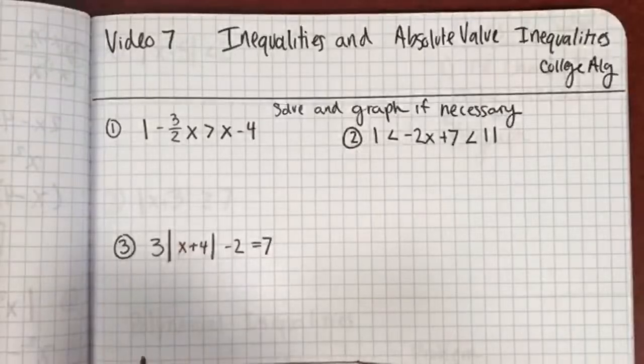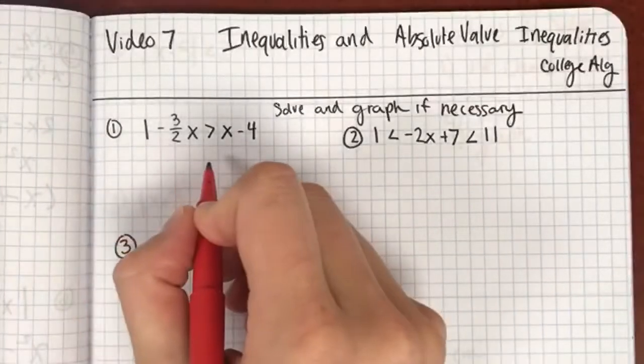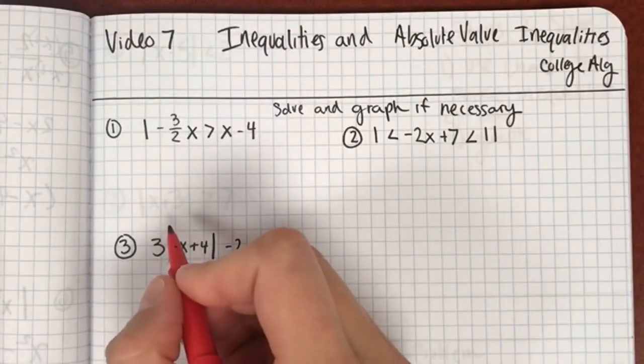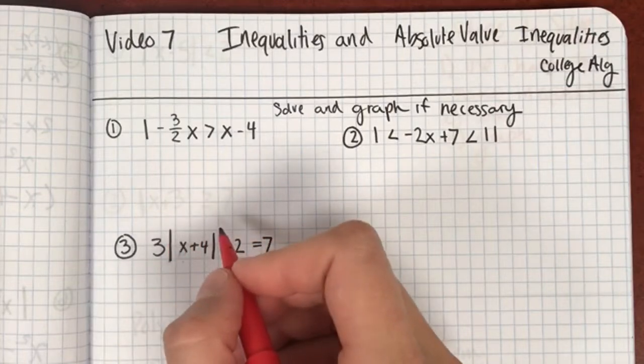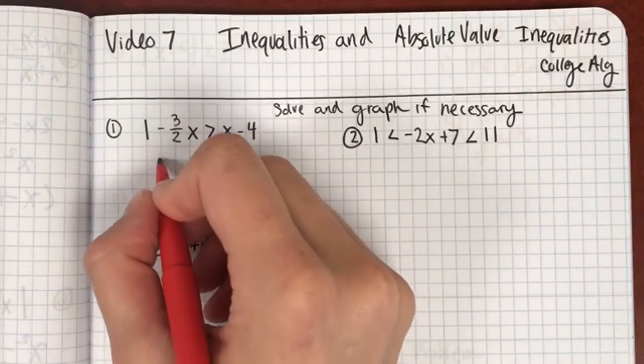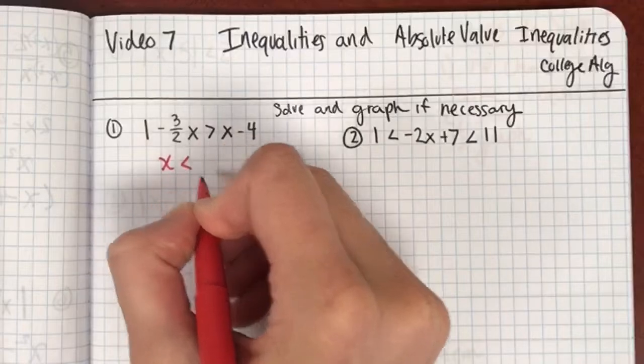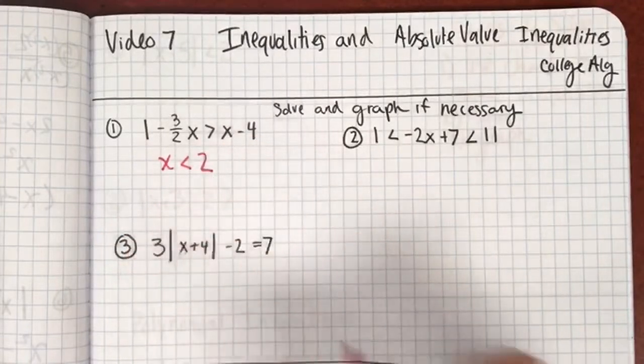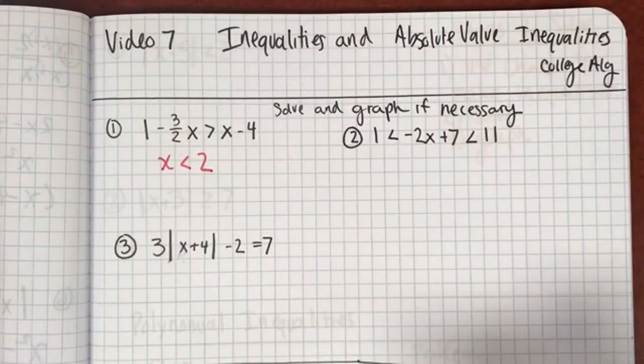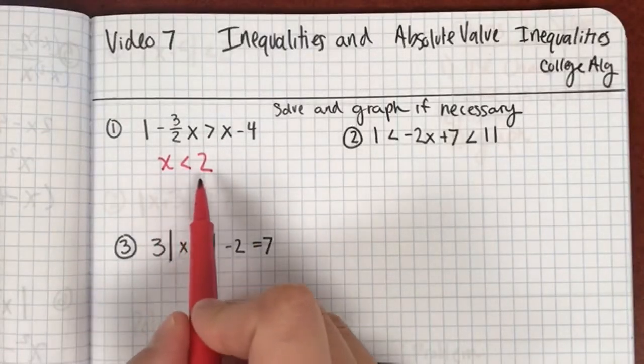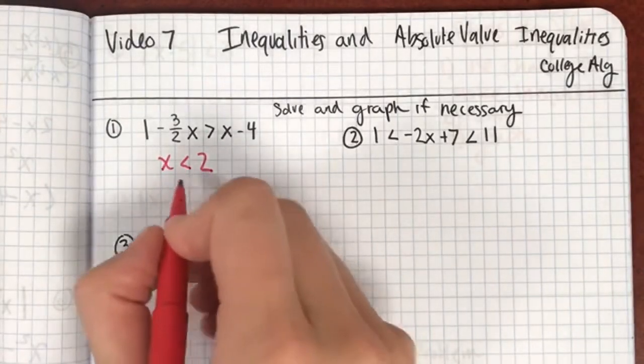Alright, so when we solve this, we would want to get everything with an x on one side, everything without an x on the other. And remember, when you divide by a negative, you would flip your inequality sign. So we get x is less than 2 whenever we solve this.